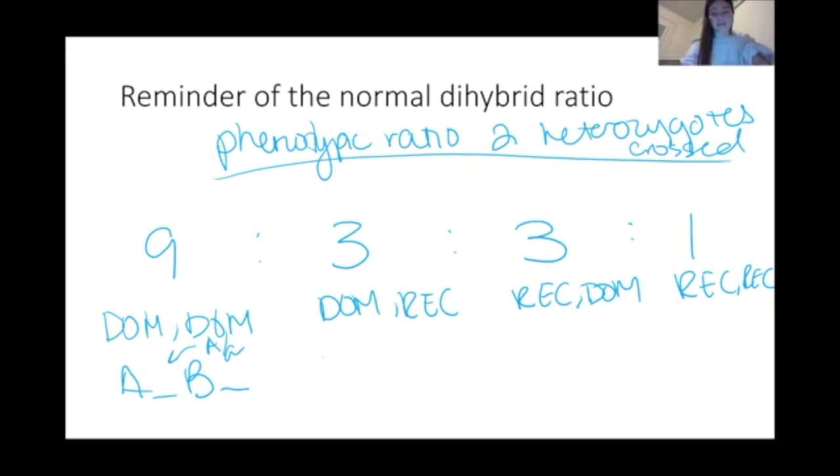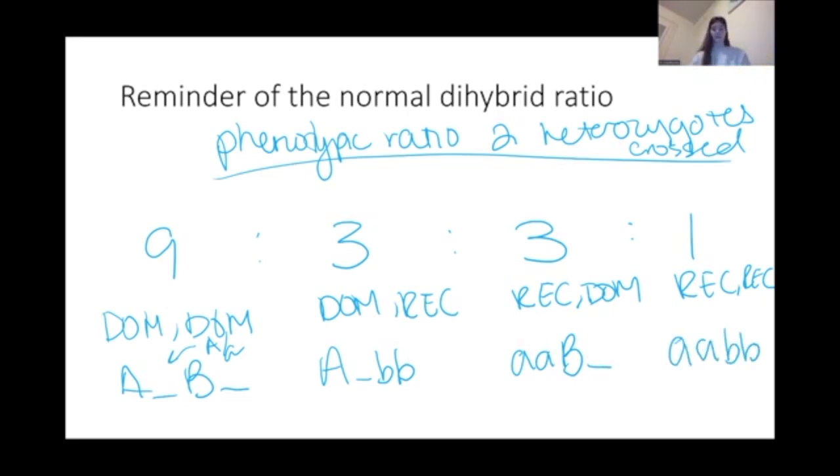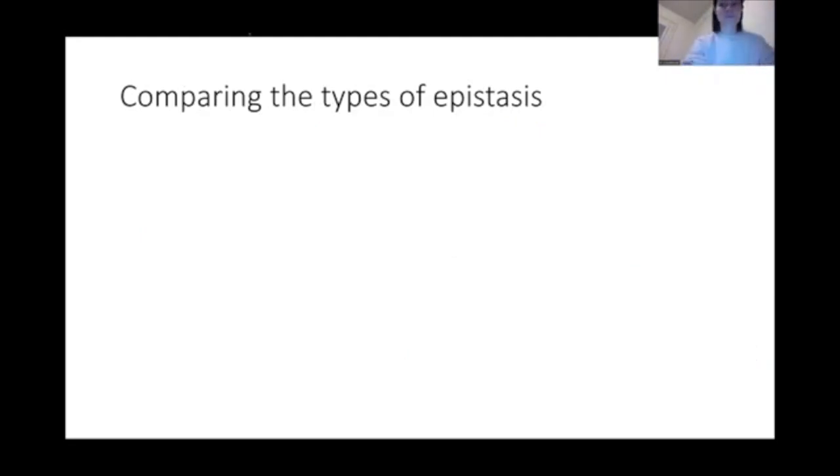So for this dominant recessive, it would look like this. Our first trait is dominant. We only need one, so the other allele doesn't matter there. And then we have our little b for recessive. For this other one, it'd just be the opposite. And our last one, both recessive. Okay. So now I'm going to rewrite this at the very top right here, so we can refer to this as we go.